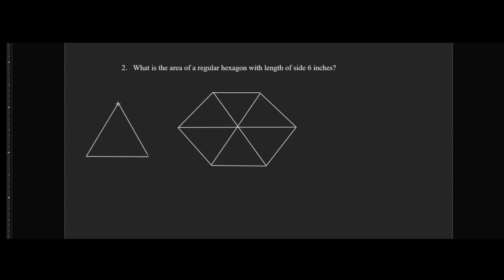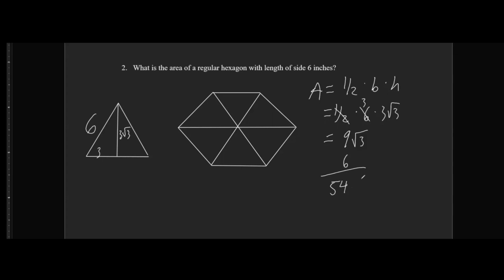So going back to what we just did a moment ago with the 30, 60, 90 triangle, if this length of side here is 6, that means that the short side is 3, and the middle side is then 3 root 3, and the area of a triangle is 1/2 times the base times the height, and so that's just going to be 1/2 times 6 times 3 root 3, and we can just simplify the half and the 6 to be 3, giving us 9 root 3 for the area of one of these equilateral triangles, and 9 times 6 is just 54 root 3.